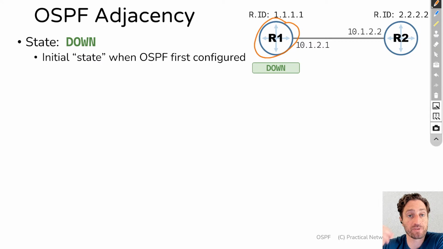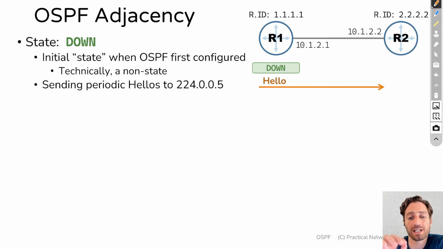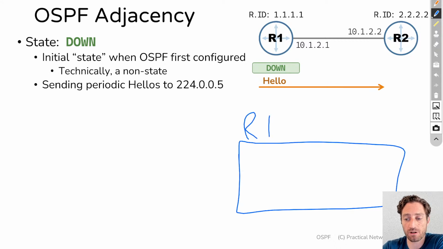From the perspective of R1, it's currently in the down state. Now, technically, in the down state, router 1 is periodically sending out the hello packets to try and discover other neighbors. It's doing it to the multicast address that we mentioned before. Technically, the down state is kind of a non-state, right? Remember, we told you that inside the neighbor table is a particular neighbor. So inside R1's neighbor table, I'm writing with my finger, so sorry if it's not very neat, but in router 1's neighbor table, it's going to have an entry for a particular neighbor and the state that it's in.